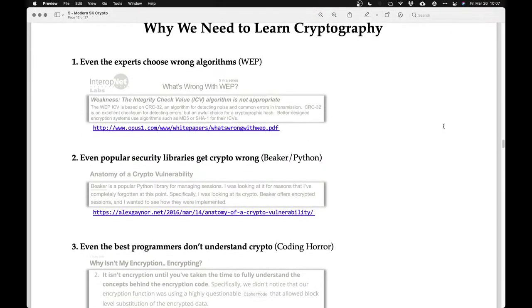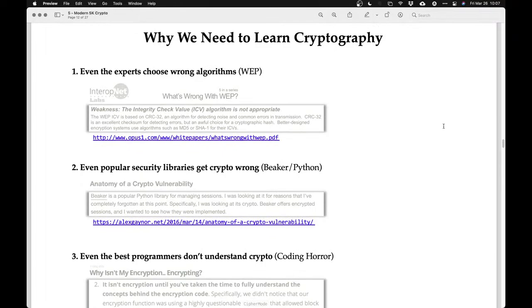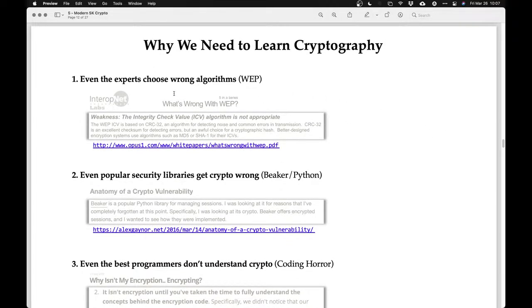On page 12, I'm just sharing with you 3 stories from 3 different blogs, okay? To show you how experts get this stuff wrong. Forget ordinary mortals like us. The experts screw this up.